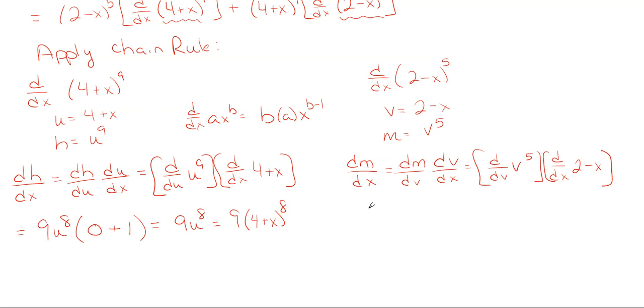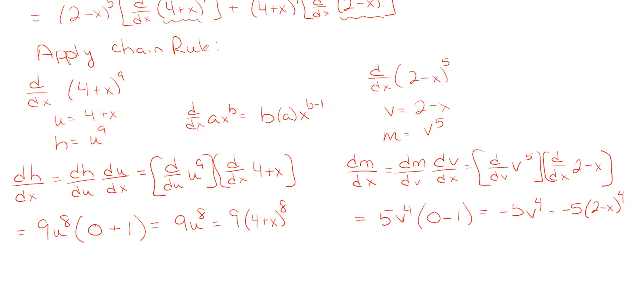What about the second one? Well, the second one is going to be d dv of v to the 5th. That'll just be 5v to the 4th, multiplied by 2 becomes 0, and minus x becomes minus 1. So this simply becomes minus 5v to the 4th. What is v? It is 2 minus x. So plug that in, of minus 5 times 2 minus x to the power of 4.